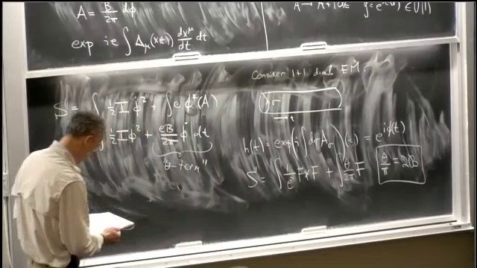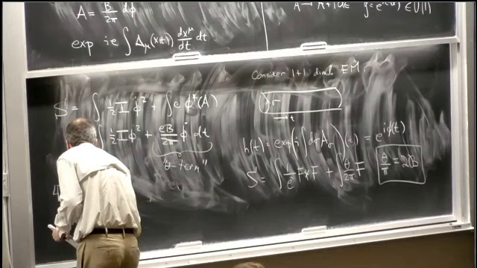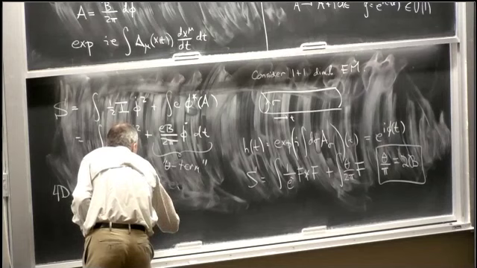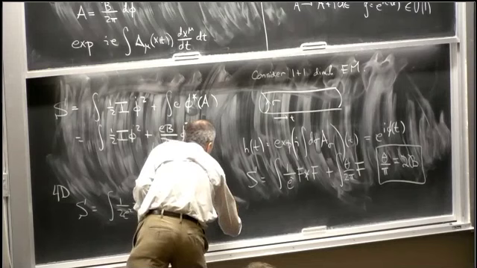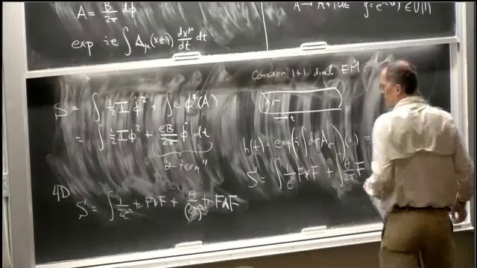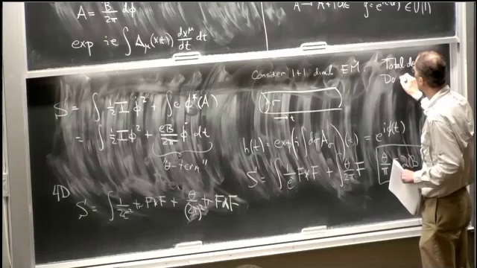This is also very similar to 4D. Let me just record it. In 4D, we can also add a theta term. And now we have theta over 8 pi squared, trace of that. Now, the common characteristic of all these theta terms is that they are total derivatives and do not affect the equations of motion.